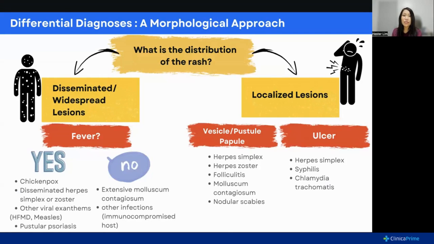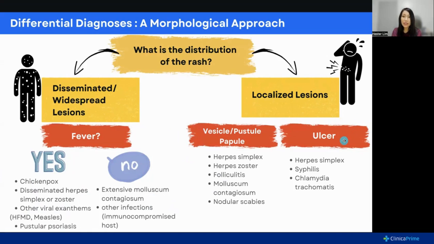But as physicians, how do we then develop differential diagnoses for this condition? So it's very important to assess first, are you looking at a disseminated rash or are you looking at a localized rash? Because this can help you break down your differential conditions. If you're seeing something very widespread, of course, always ask for a fever. If the patient does have fever, you have a few conditions here you can consider. If the patient does not have fever, you can have a few conditions here as well.